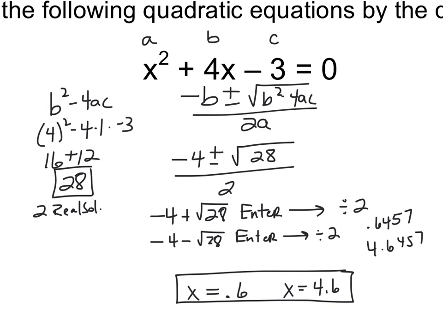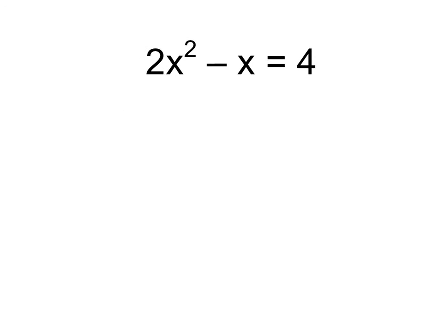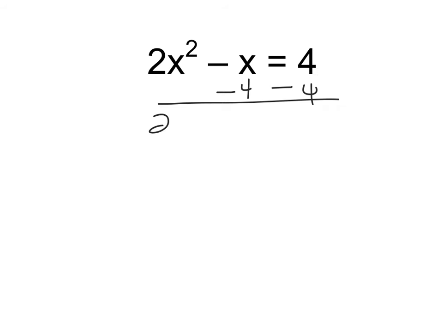Okay, so let's take a look at the next example. Notice this example is not set equal to 0. So when I do this, I got to make sure this one is set equal to 0 first. So we're going to subtract 4. All right, so I got 2x squared minus x minus 4 equals 0. So now I can identify this is A, that's B, that's C.